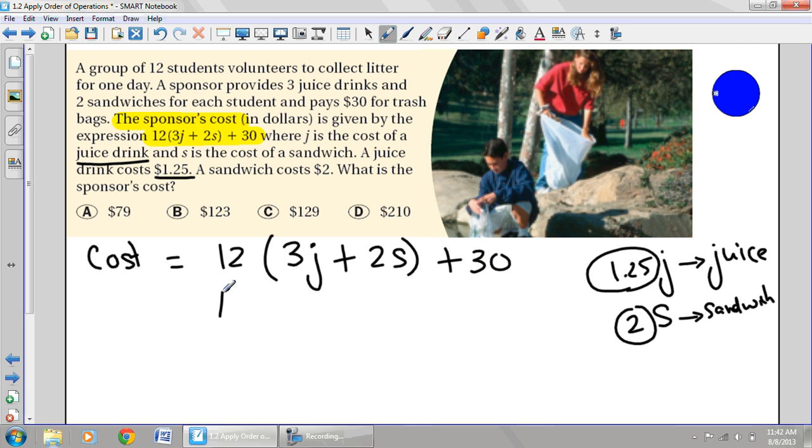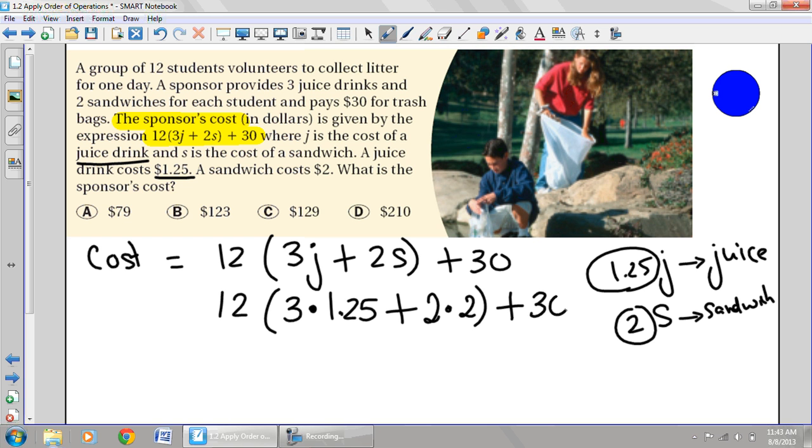So I'm going to write the 12 as it is, open my parenthesis, keep my 3, and replace J with $1.25. So I'm going to multiply 3 by $1.25, and put the plus sign. Then I have the 2, and S stands for the sandwich, so I'm going to replace S by 2, and bring down the plus sign and the 30.